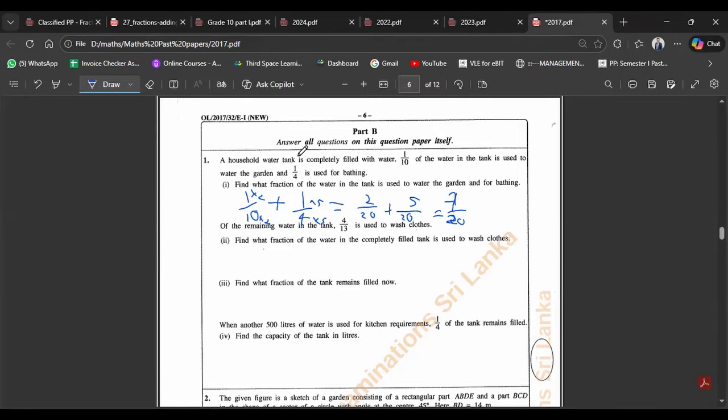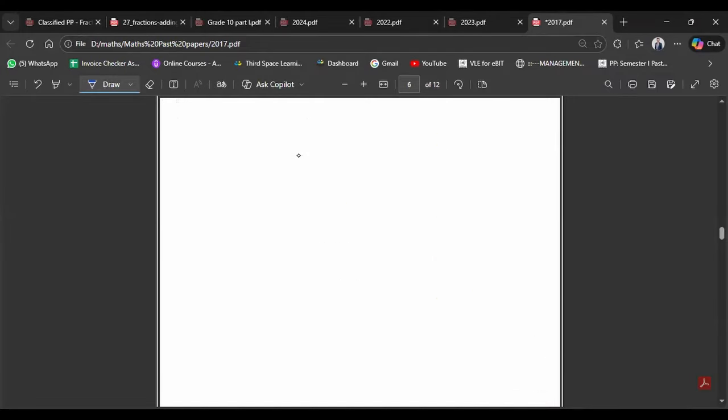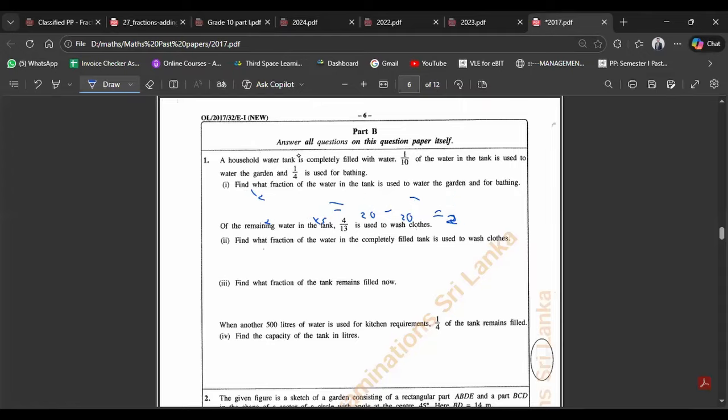All right, it's something like this. In order to get the answer for this question, what is the method we have to follow here? We have to add the two fractions. What are the two fractions we have to add? We have to add 1 over 10 and 1 over 4. This is the method. So for this, you will be getting marks, not for the way you are going to solve this.